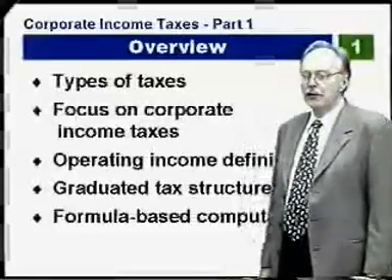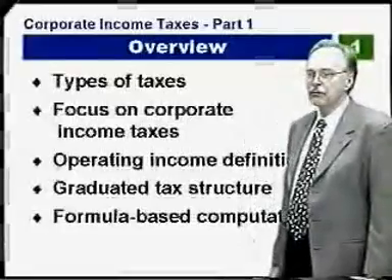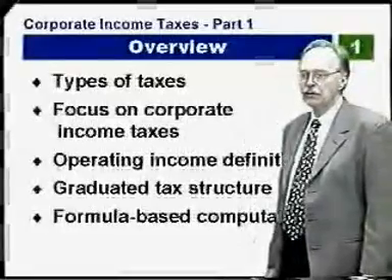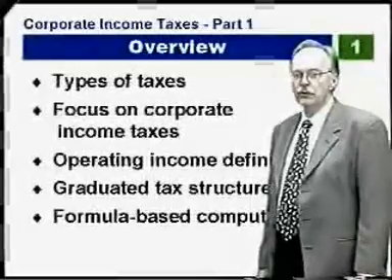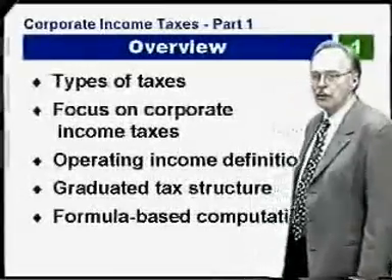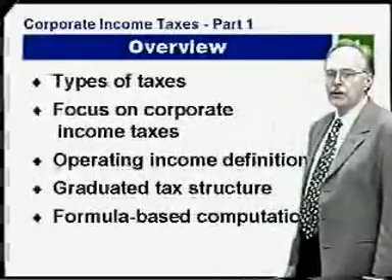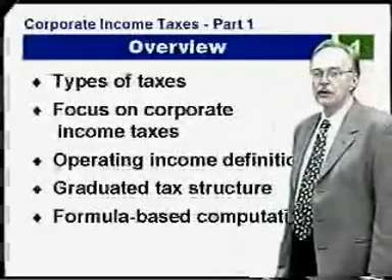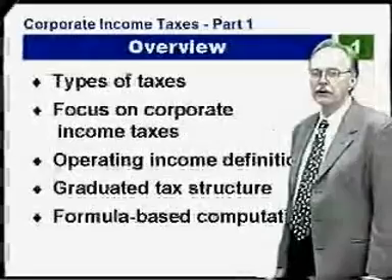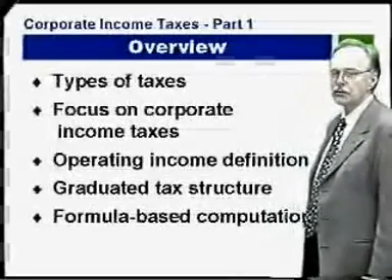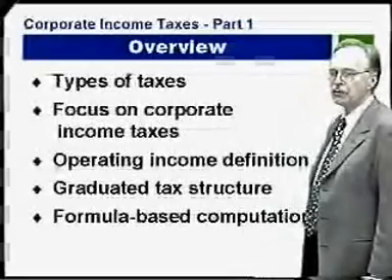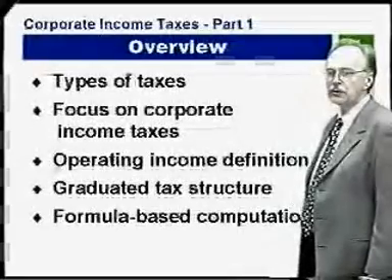We will first talk about the different types of taxes, the many different ways that government jurisdictions levy taxes, and then we will focus on the corporate income tax for U.S. corporations. We will define operating income, and then move on to the graduated tax structure, which is currently in effect in the United States. We will finish with a formula-based computation, which most people use to overcome some of the intricacies of the graduated tax structure.